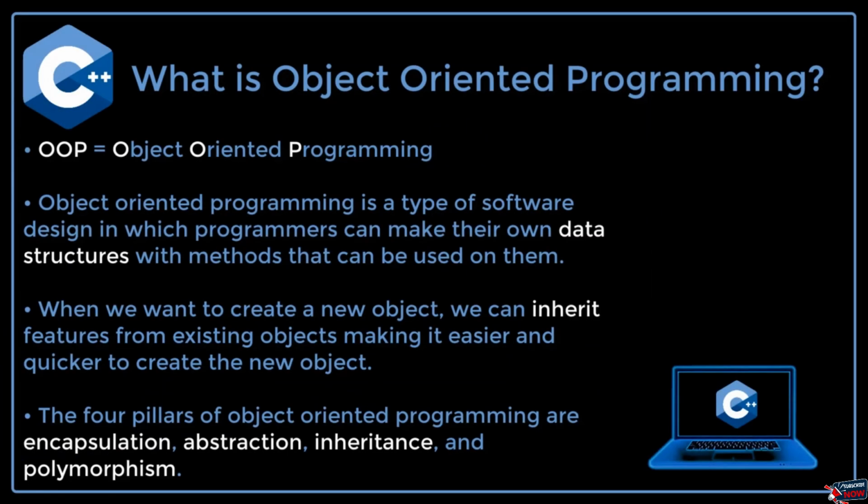In this video, we will learn what object-oriented programming is. One of the most important concepts in computer programming is object-oriented programming. You may also see object-oriented programming as the acronym OOP. Object-oriented programming is a type of software design in which programmers can make their own data structures with methods that can be used on them. What does all this mean?